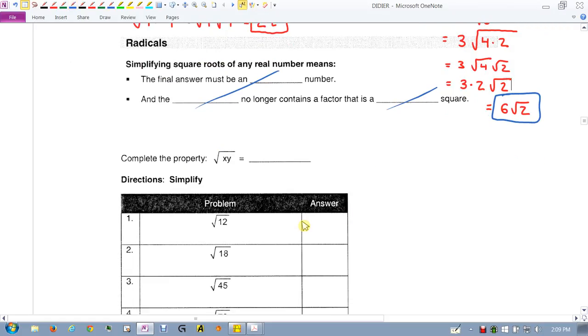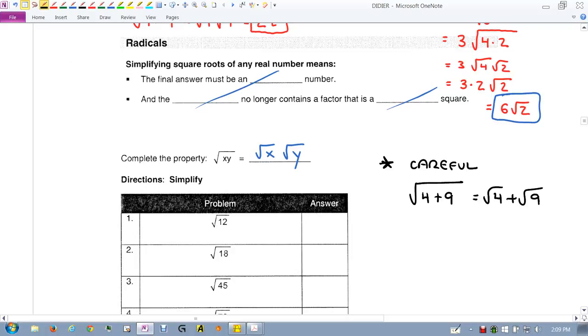All right. So this completes the property. They just want you to realize again that you can split this into 2. Just remember that if you have the square root and you have multiplication between these two, you can turn it into this. What you want to be careful with is this. Careful. Don't do this. That is not true.